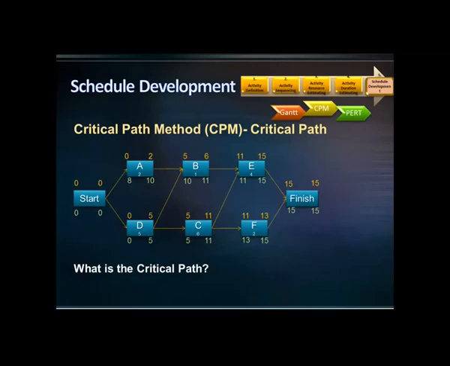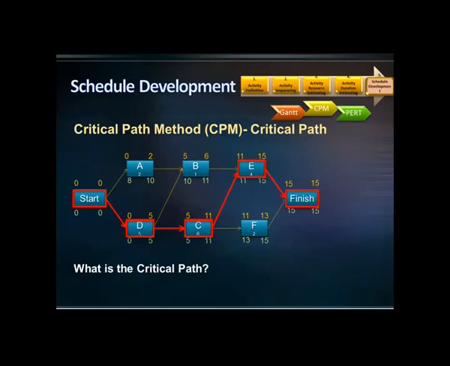What is the critical path? How did you answer this question? Well, you need to calculate the total float for each activity. The activities with 0 total float are on the critical path. What activities have 0 total float? Activities D, C, and E have 0 total float. Therefore, the critical path is start, D, C, E, finish.